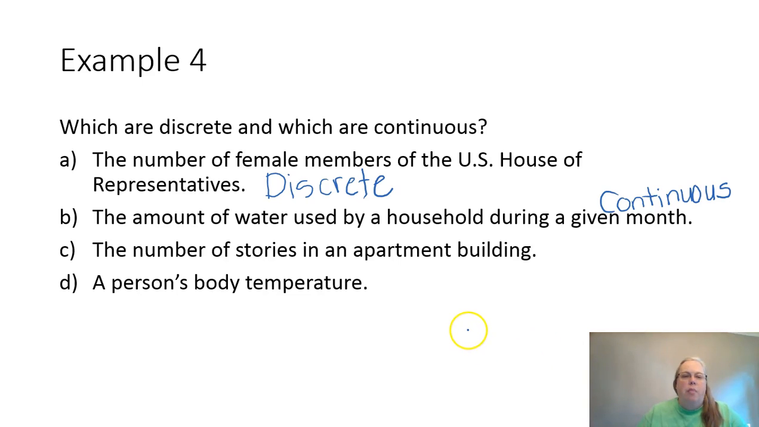C, the number of stories in an apartment building. Since we can physically walk up the steps on each story of an apartment building, these are considered to be discrete data.